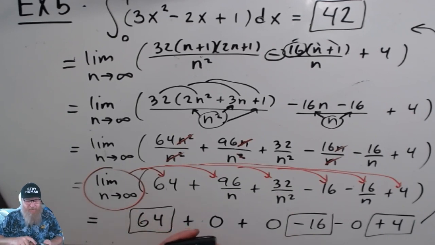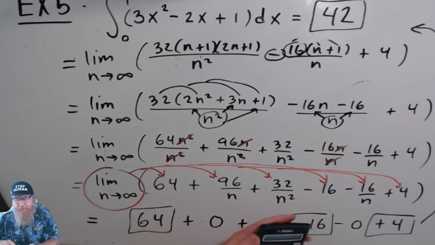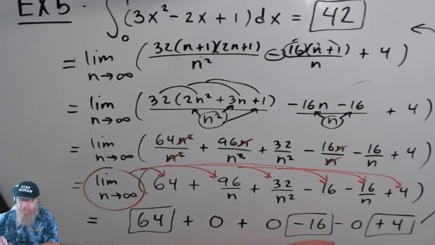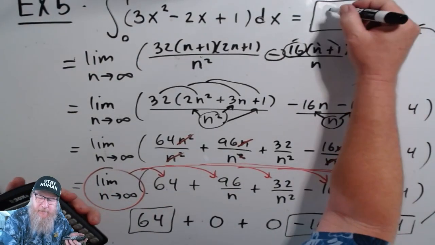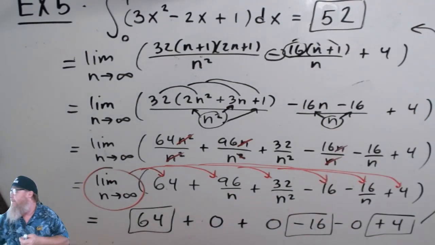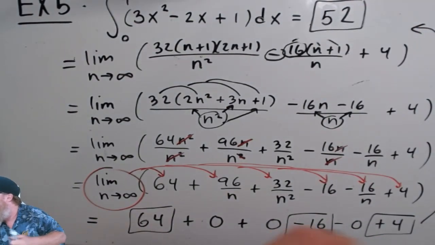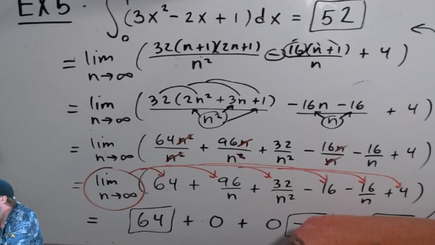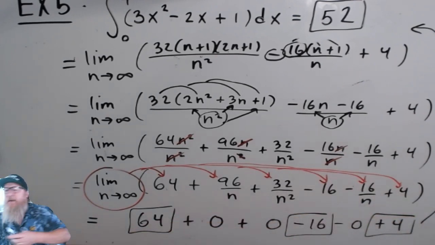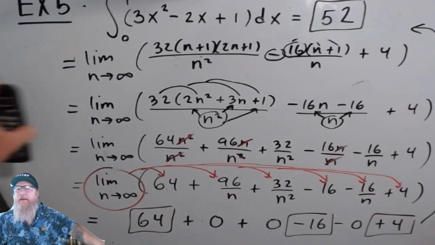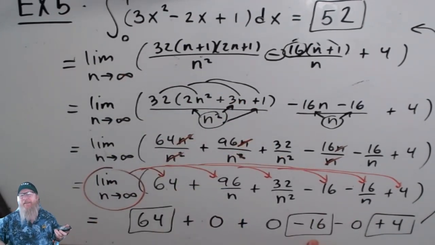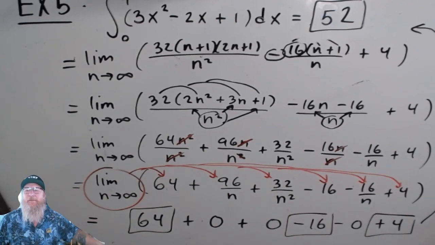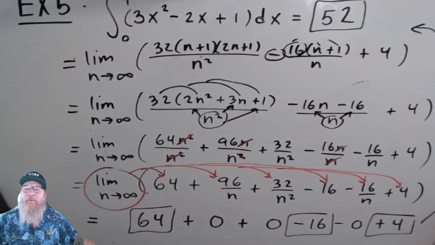64 minus 16 plus 4. Oh, I'm glad I used my calculator. 52. I did it on paper and I still got it wrong, so good thing to have a calculator around. 64 minus 16 is 48, and then plus 4 is 52. Every once in a while, you need some insurance.